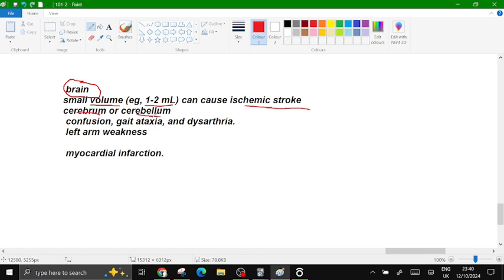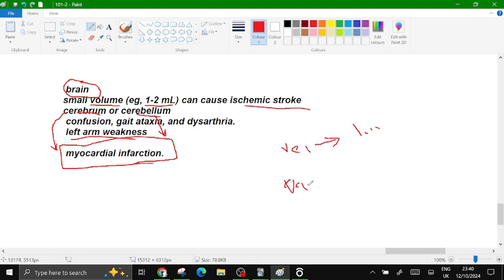That's why sometimes the patient comes with cerebellar dysfunction, or sometimes cerebrum dysfunction, like left arm weakness, or if the patient is hemiparalyzed, has facial droop and can't speak properly. Sometimes these air bubbles can also be in the heart and cause myocardial infarction. So we have the vein, and that's for the lung, and then we have the capillary, that's in the skin, and then we have the artery, that's in the heart and brain.